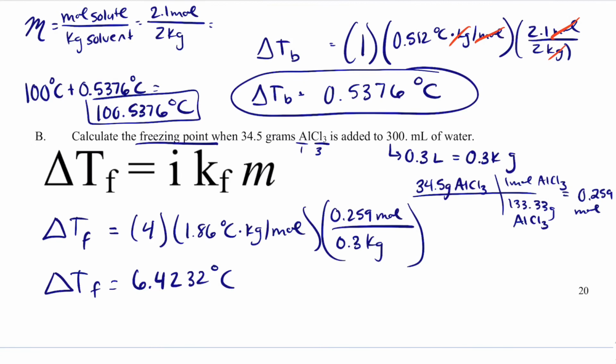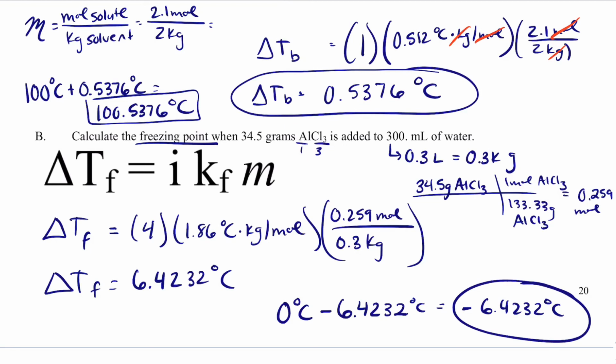Freezing point can only ever be depressed or lowered, and so what I would say is that water's normal freezing point is 0 degrees Celsius. So subtracting away 6.4232 degrees Celsius, that's going to give me negative 6.4232 degrees Celsius as the actual freezing point of water here.